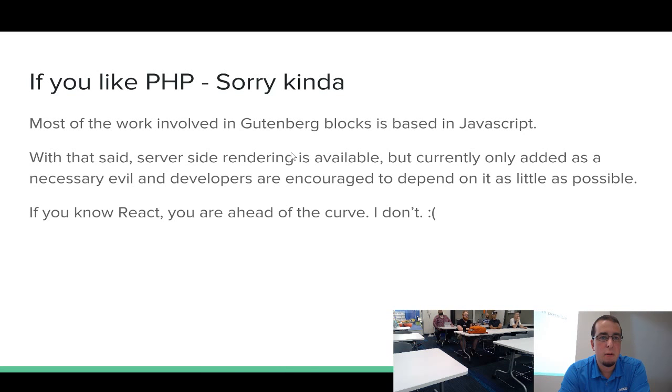All right, so if you're a WordPress developer and you like PHP, get over it. Most of the stuff that involves Gutenberg is JavaScript. I used to think it was more like 95% of it is JavaScript. After learning more, it's more like 85% of the work, maybe 80% of the work is JavaScript. But a vast majority of your work is going to be done in JavaScript. With that said, there is server-side rendering now as of version 3 of Gutenberg, I think. But when you read through the documentation, they tell you to use that sparingly.